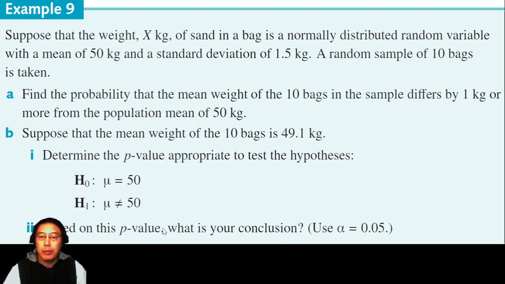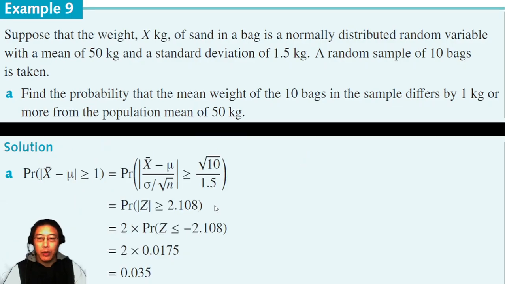Alright, so we have our x variable. It's a normal distribution, with a mean of 50 kilograms and a standard deviation of 1.5 kilograms. We have a random sample of size 10. Now find the probability that the mean weight of the 10 bags in the sample differs by 1 kilo or more from the population mean of 50 kilograms. With that, we apply the formula straight away.